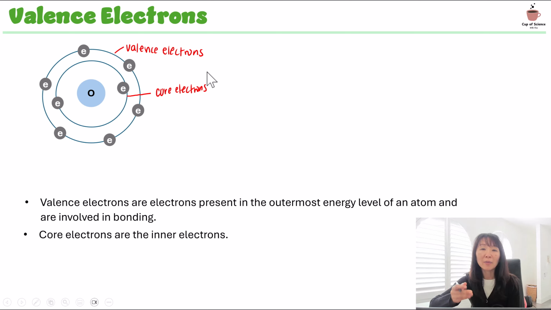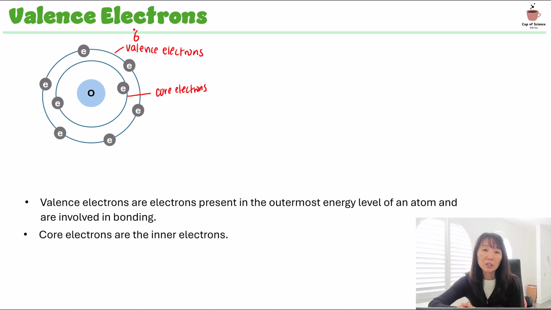Let's count how many valence electrons are around the oxygen. 1, 2, 3, 4, 5, 6. So the drawing shows you 6 valence electrons. So I'm going to write the number 6.